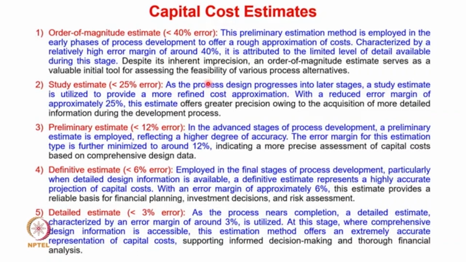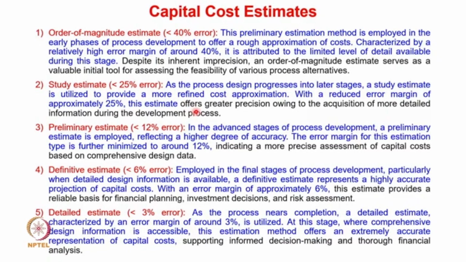As the process design progresses into later stages, a study estimate is utilized. Study estimates are those where the error is less than 25%, and in this case we have refined cost approximations with a reduced error margin of less than 25%.